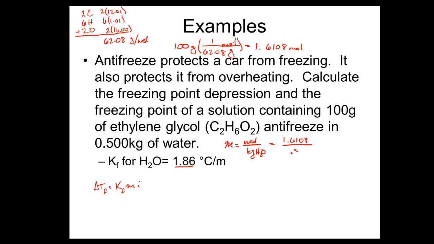So that's going to be 0.5, because they've already converted it for us. That's really nice of them. So if we divide that by 0.5, I got 3.22. Again, this is not our final answer, so I'm not going to round. 3.22165. All right, so that's our molality.